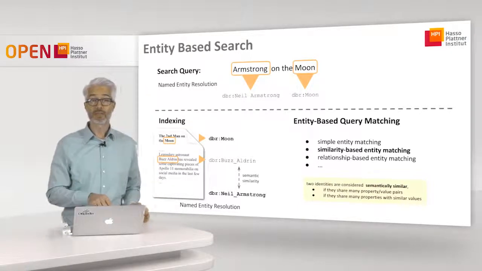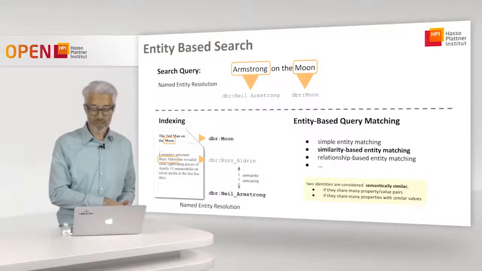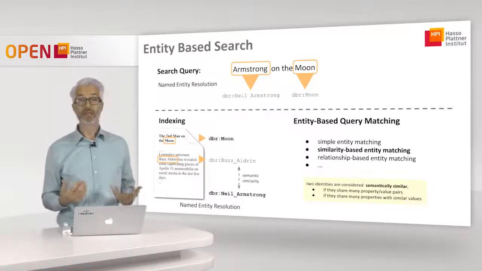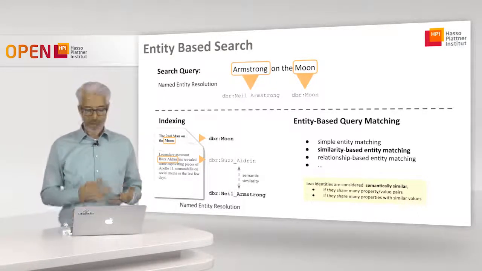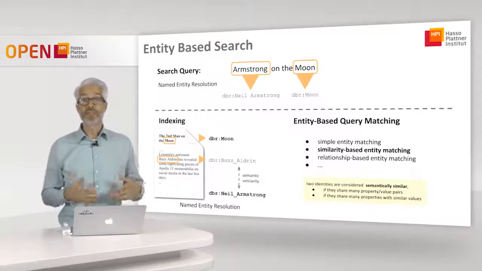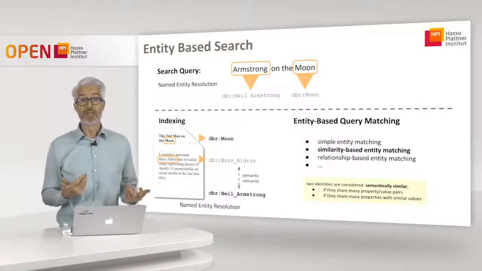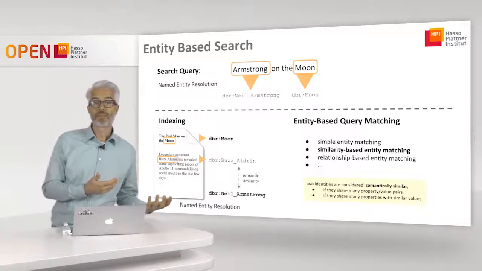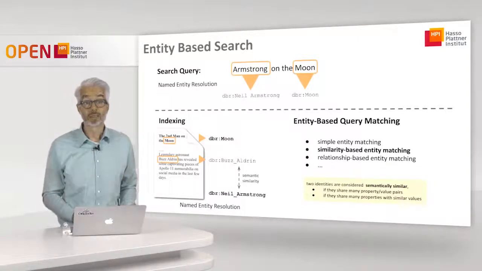And you will find out that between Neil Armstrong and Buzz Aldrin, there are lots of similarities. So you have to consider semantic similarity. When are two objects semantically similar? Two entities are considered semantically similar if they share many properties and property values, or if they share many properties with similar values. This would be, for example, a similarity-based entity matching.